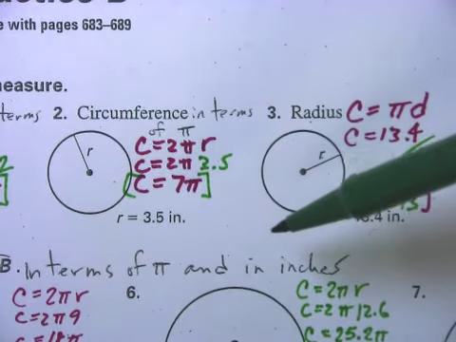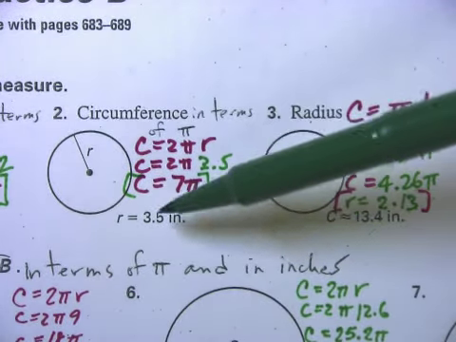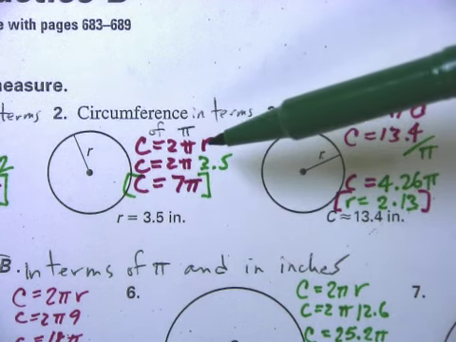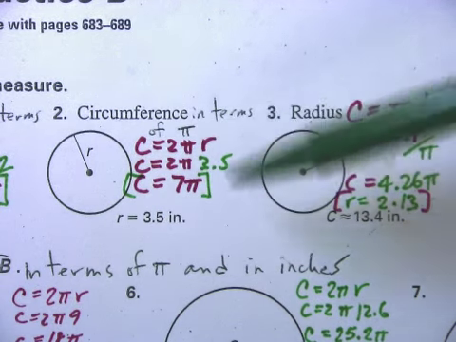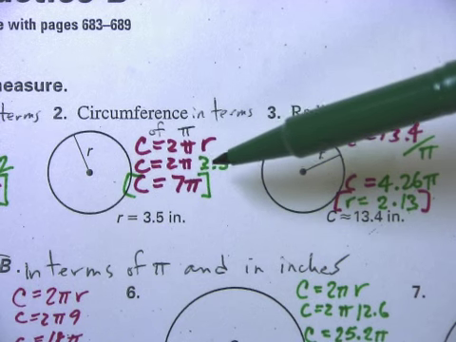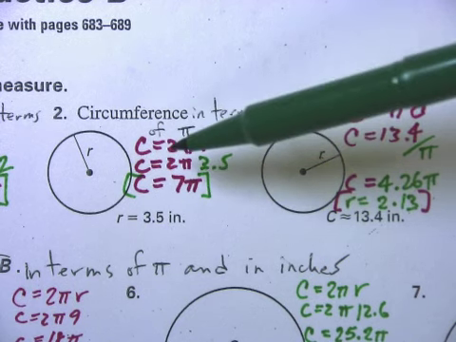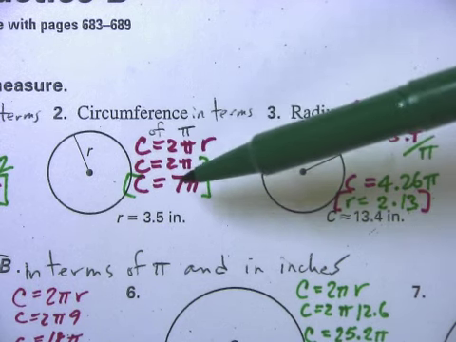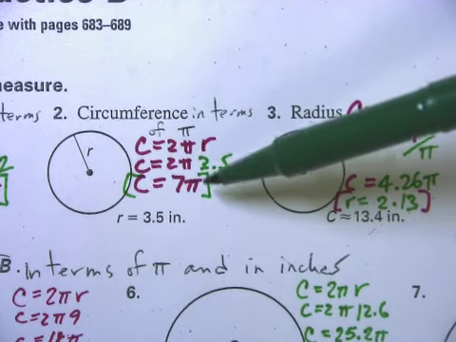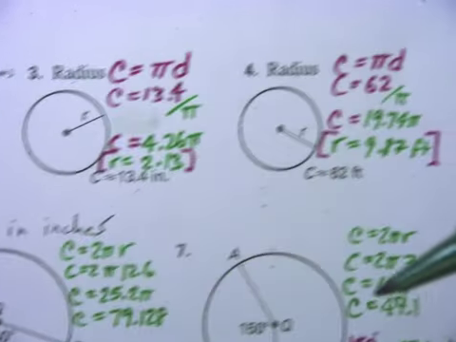Question number 2, again, they're asking me for the circumference in terms of pi. My radius is 3.5. My formula is circumference equals 2 pi r. I plug in the 3.5 for the radius. 2 times 3.5 is 7. So my circumference in terms of pi is 7 pi.